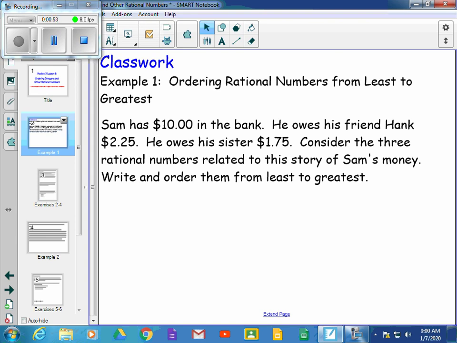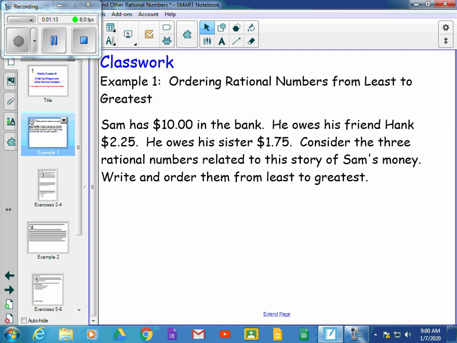It says Sam has $10 in the bank. He owes his friend Hank $2.25. He owes his sister $1.75. Consider the three rational numbers related to the story of Sam's money. Write and order them from least to greatest.